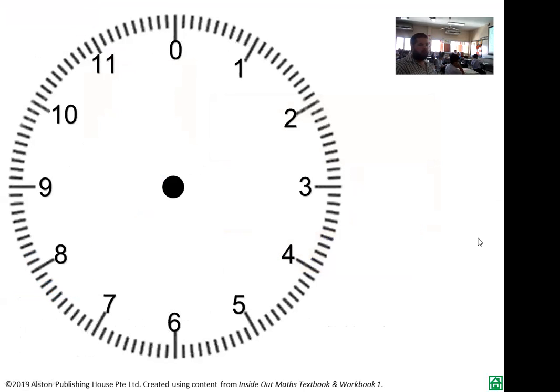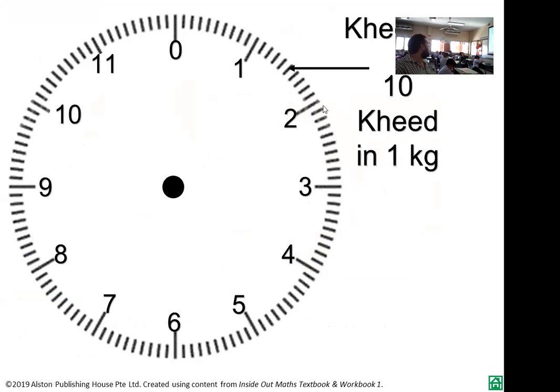Remember our scale. Let's go over our scale again. With our scale, we have our kilograms. How many kilograms on our scale? 11 kilograms altogether. These little ones are called keys. How many keys in 1 kilogram? 10. Yes, 10 keys in 1 kilogram.